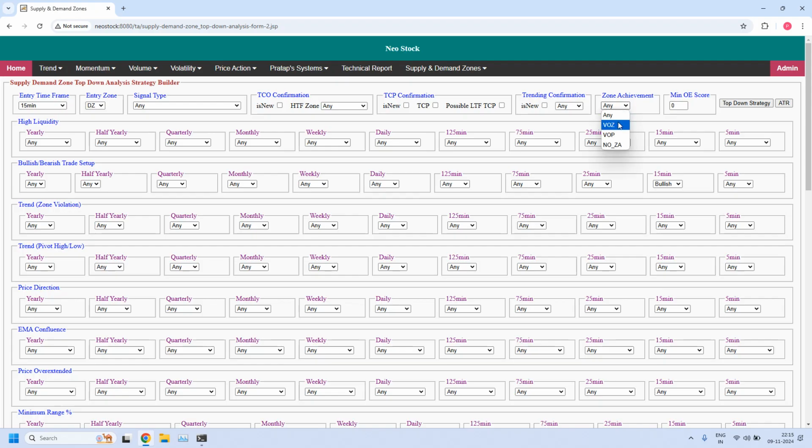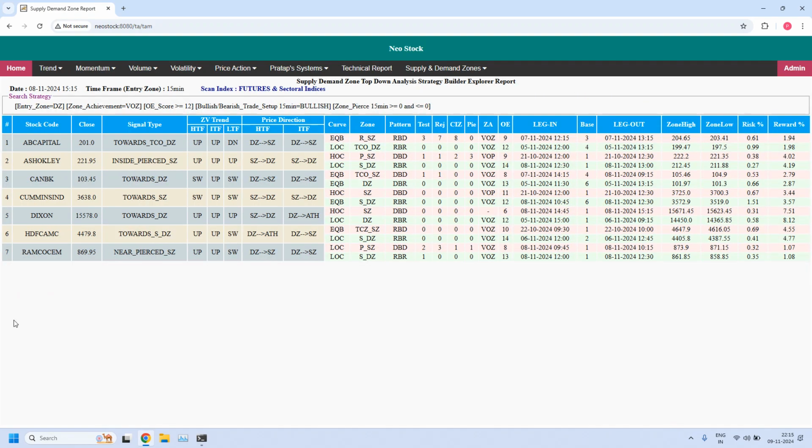Zone achievement, violated opposing zone. Minimum odd enhancer score 12, and all the three filters are applied to the 15 minutes demand zone. So let's verify. We got 7 stocks. Currently, these 7 stocks are supporting bullish trade setup for daily income trade. The entry time frame is 15 minutes demand zones, and all these are 15 minutes demand zones currently supporting bullish trade setup for daily income trade.